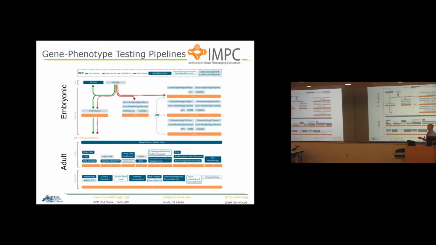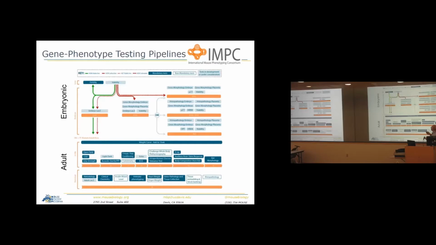Does it live? Does it survive to adulthood? And if it does, it follows the green arrow, and we go, okay, the second thing is we say, well, is it fertile? Can it pass on this mutation and still survive? So if it does that, that's great. And then if it survives all that, then it enters the adult pipeline.